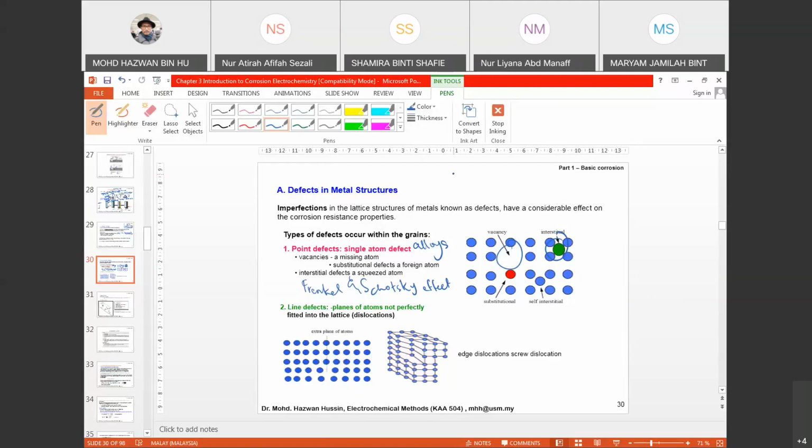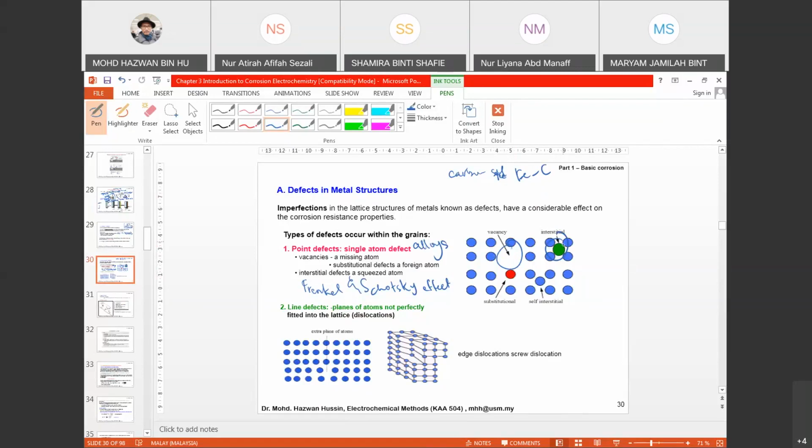For example, carbon steel, FeC. You have iron and carbon. Carbon is being added as the impurity, something that you add onto the iron so that it will become more mechanically durable. But when you introduce carbon, it can be introduced substitutionally, meaning that it will substitute the particles. When it substitutes, sometimes a vacancy forms.